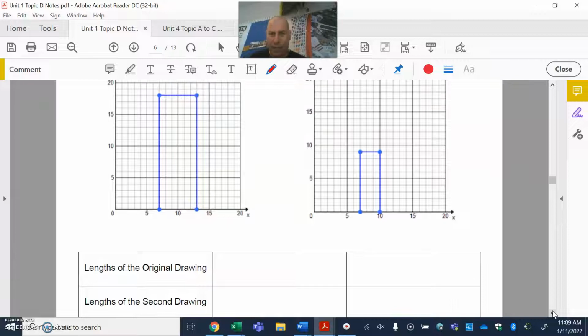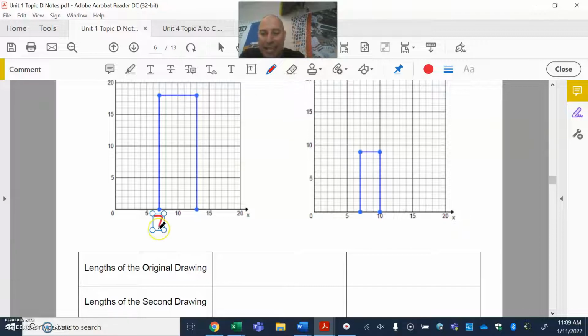Let's just find the length that we're dealing with here. So the lengths of the original drawing. We're dealing with rectangles here, which means we just need a length and we just need a width. That's it. We don't need to figure out all the points. So let's just count, all right?